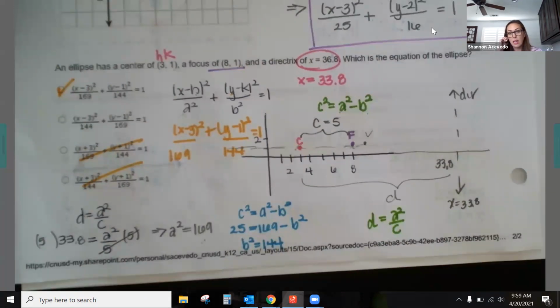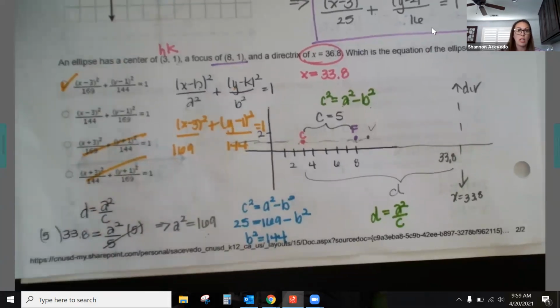So a lot to take in. Tomorrow, again, we'll do more examples. We'll work through them. We'll either figure out what the equation is going to look like, or take the equation, graph it, and find out where the focus is going to be, the directrix, and so on.